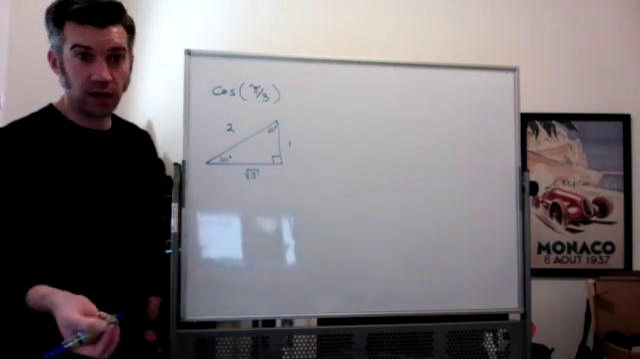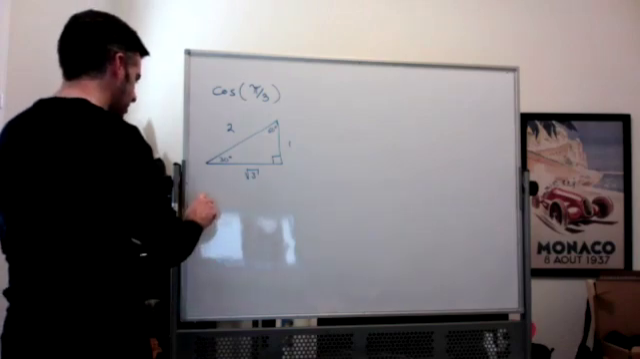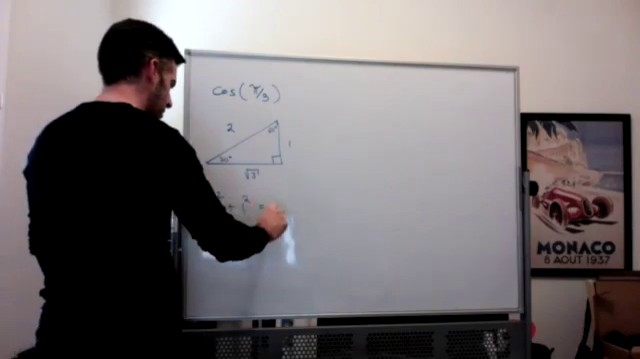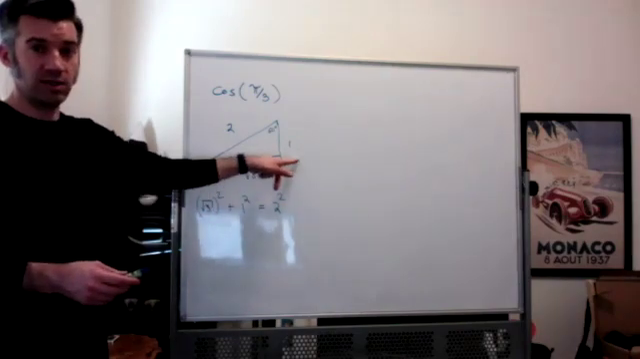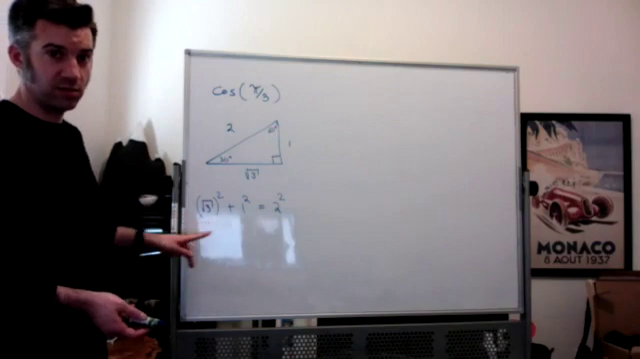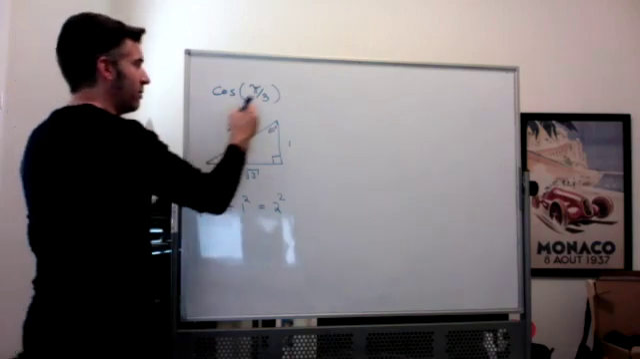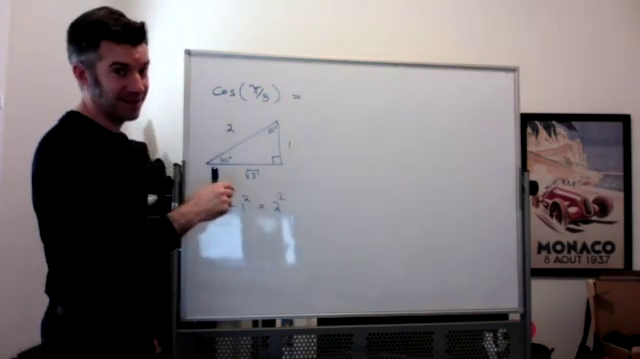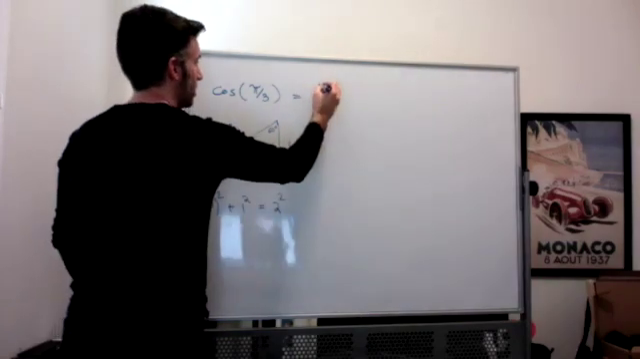And you should check that these side lengths do satisfy the Pythagorean theorem. This squared plus this squared equals the hypotenuse squared. It does. Square root of 3 squared is 3, 1 squared is 1, 3 plus 1 equals 4, which is 2 squared. So I want to find cosine of pi over 3. It's the adjacent side over the hypotenuse.